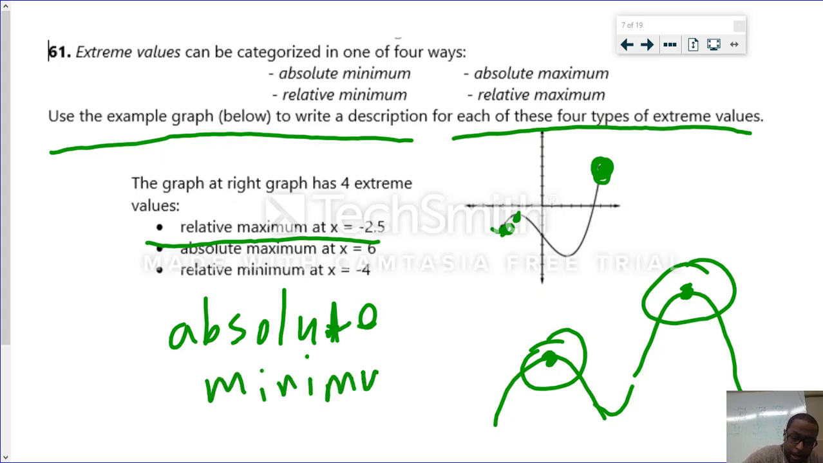It's missing because it's not the lowest point. So if this is our second lowest point, then my lowest point has to be here. And that is your absolute. And in this case, it's about 2 or 2.5.